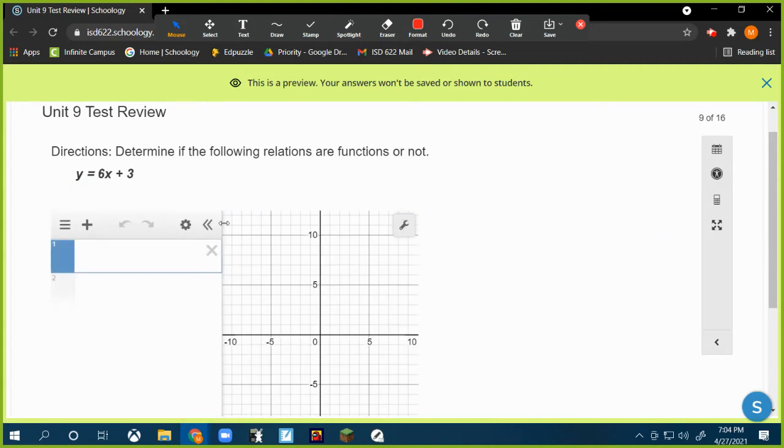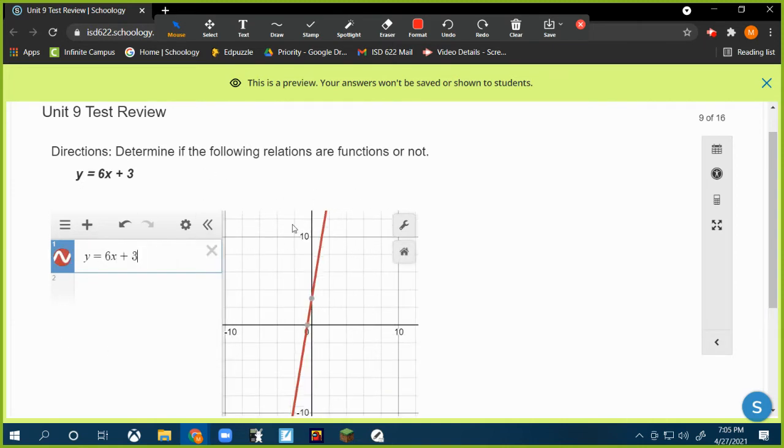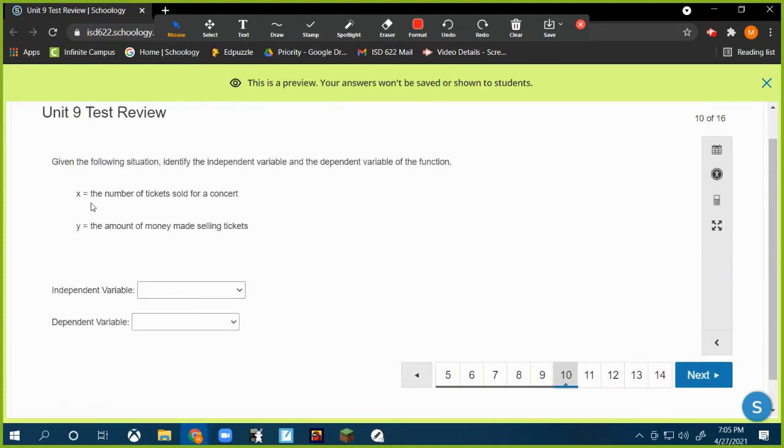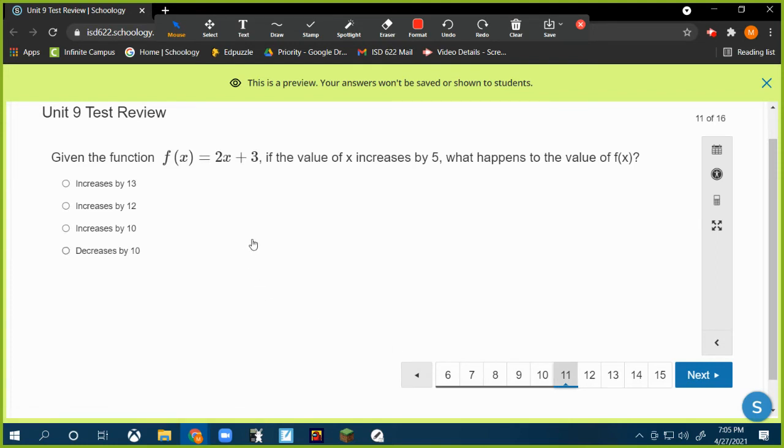Determine if the following relationships are functions or not. Again, I can plug this right in here. Y equals 6x plus 3. That is a straight line, y equals mx plus b. Always going to be a function. Independent is always the x: number of tickets sold. Dependent is always the y: amount of money made.